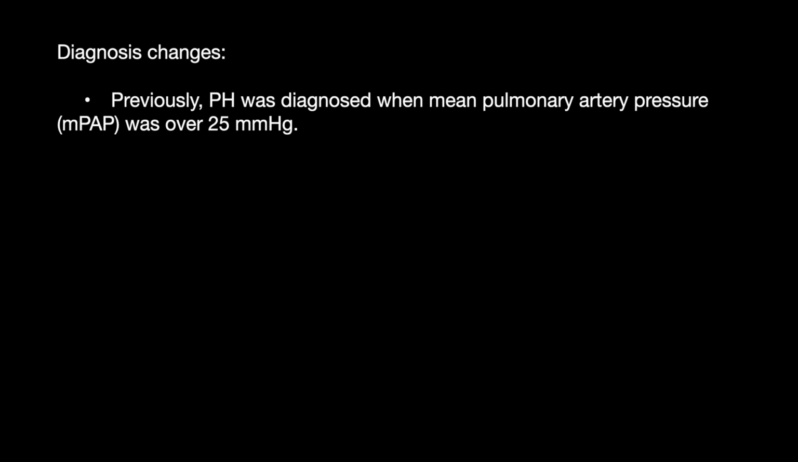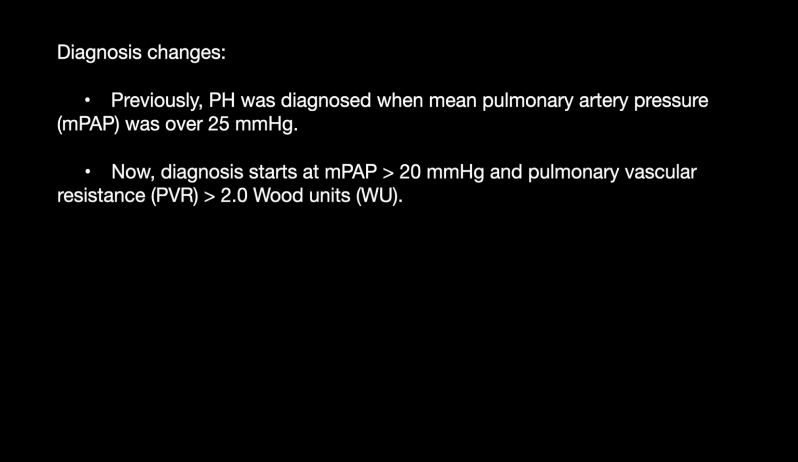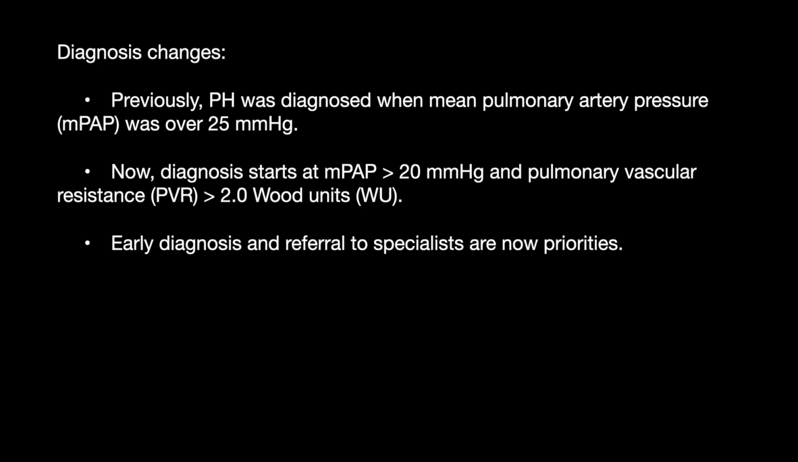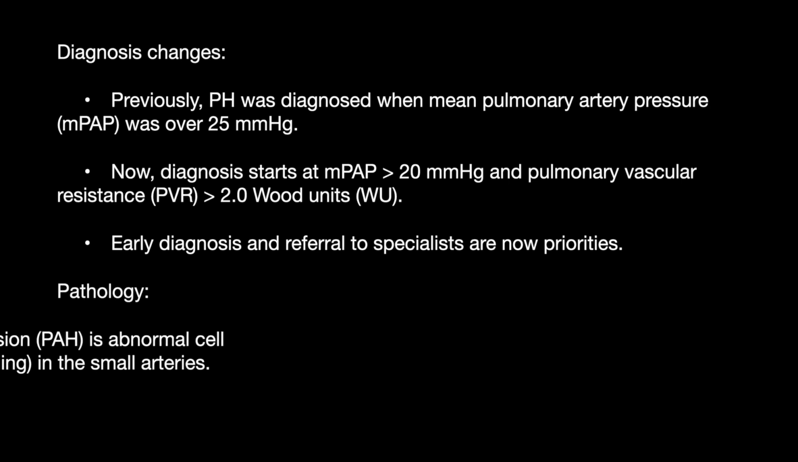There have been some recent changes in the diagnosis criteria. Previously, pulmonary hypertension was diagnosed when the mean pulmonary artery pressure was over 25. Now the diagnosis threshold has been lowered to more than 20 millimeters of mercury and pulmonary vascular resistance more than 2 Woods units. Early diagnosis and referral to the specialties is now a priority.